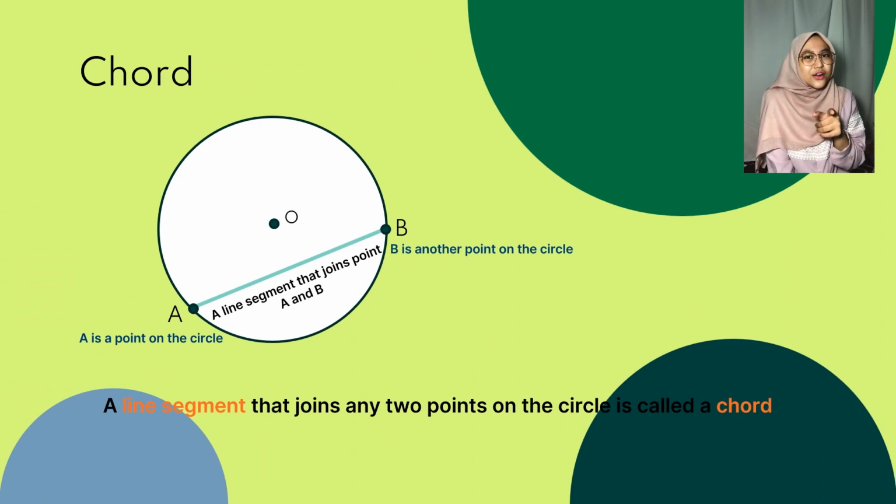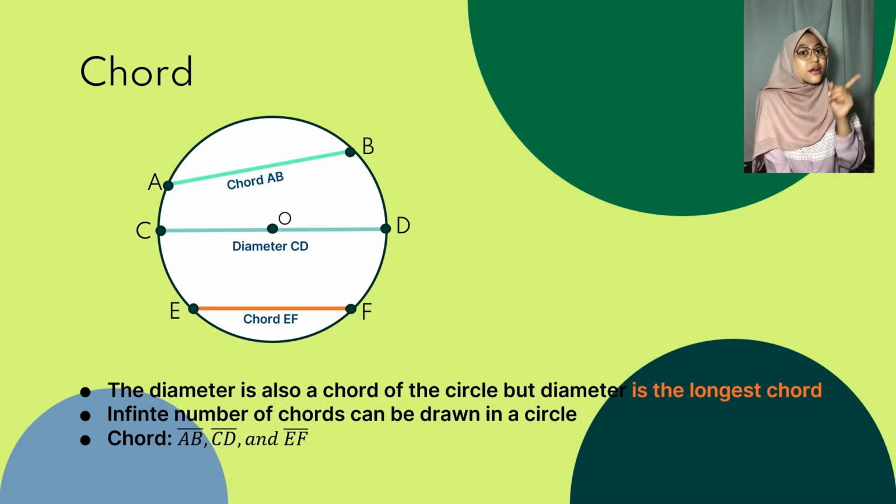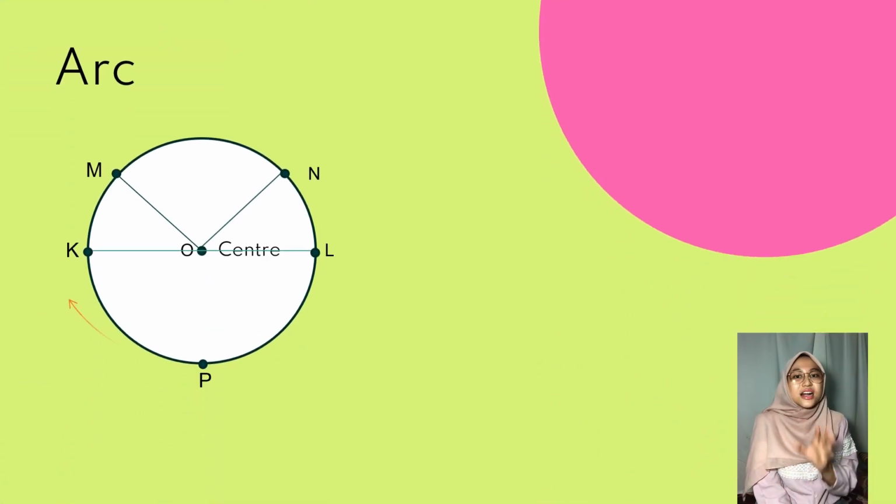Fourth, chord. A line segment that joins any 2 points on a circle is called a chord. The diameter is also a chord of the circle, but diameter is the longest chord. Infinite number of chords can be drawn in a circle, and the chords of the circle are AB, CD, and EF.